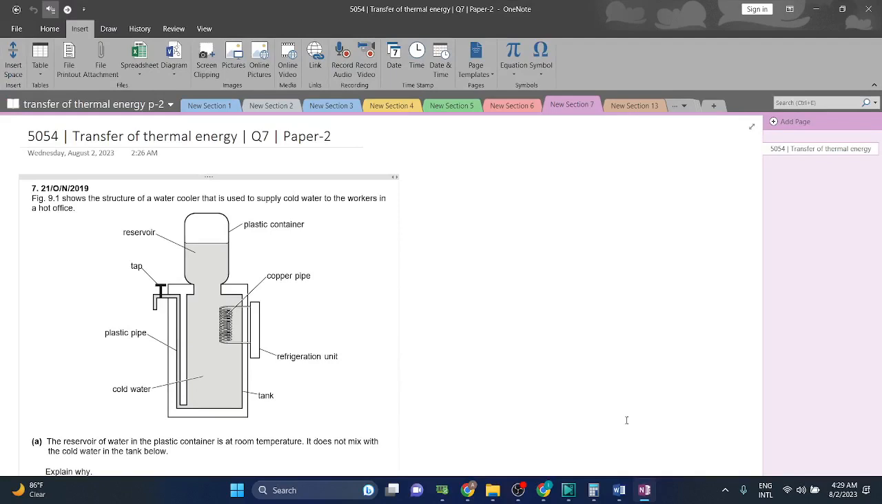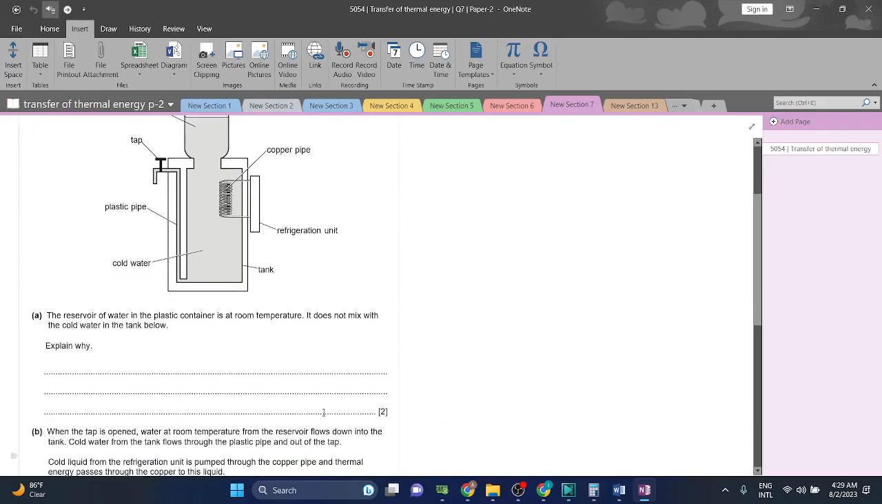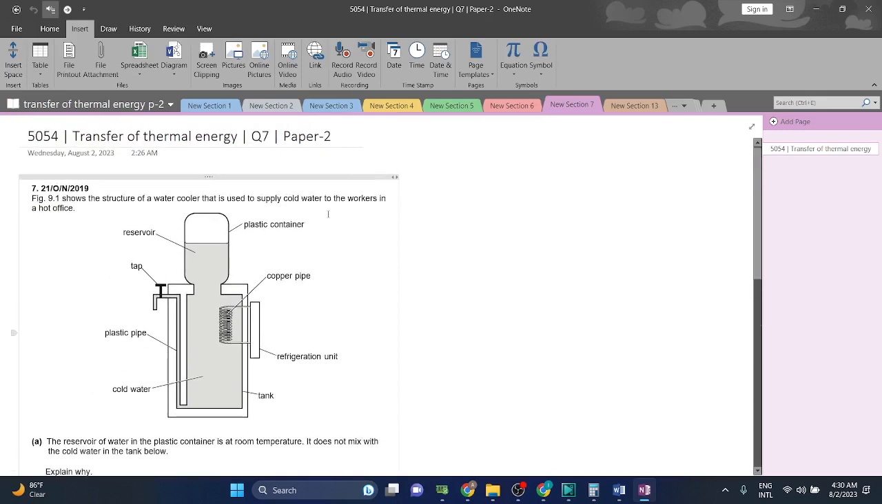So, question 7, figure 9.1 shows the structure of a water cooler that is used to supply cold water for the workers in the office. This is a water cooler. Remember, what is the job of a water cooler? It is to provide cold water. So, moving ahead. The reservoir of the water in the plastic container is at room temperature. It does not mix with the cold water in the tank below because the cold water is more dense than the warm water, and obviously they are saying that this water must be colder than this water. This is the reservoir.